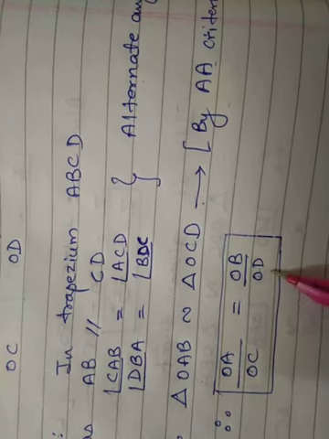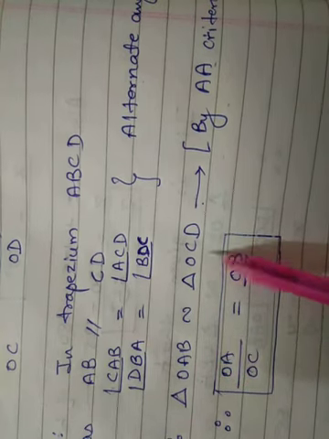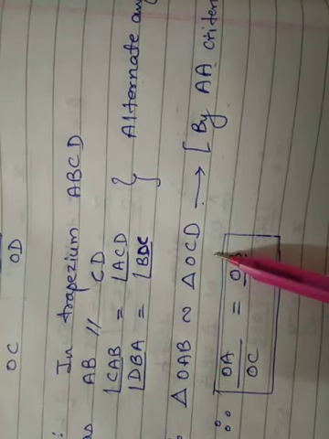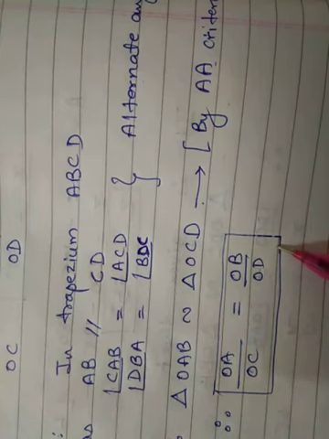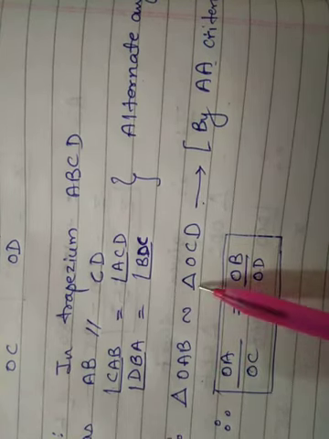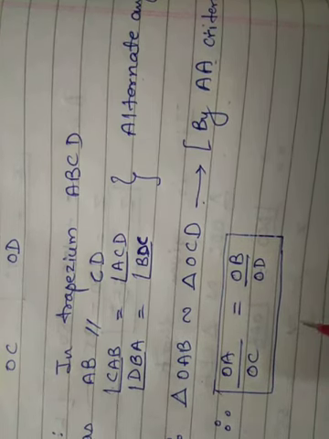Why are these two equal? Because since the two triangles are similar, all their angles are equal and all the corresponding sides are proportional. So I took a ratio of two of the corresponding sides which I wanted, and hence I proved that they are equal.